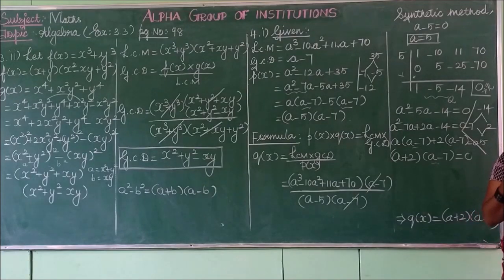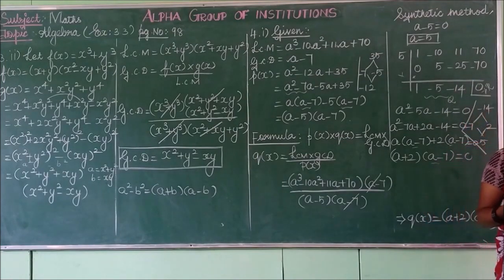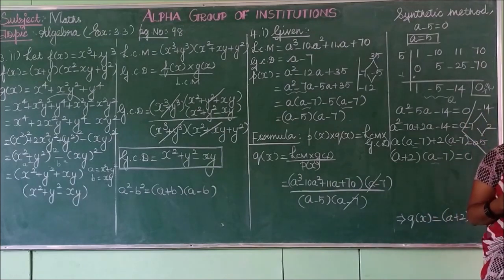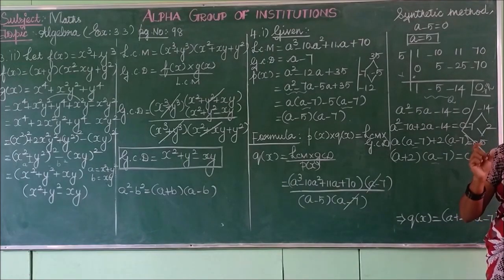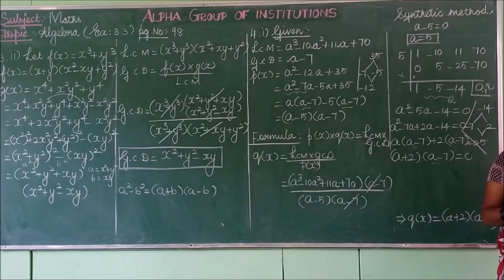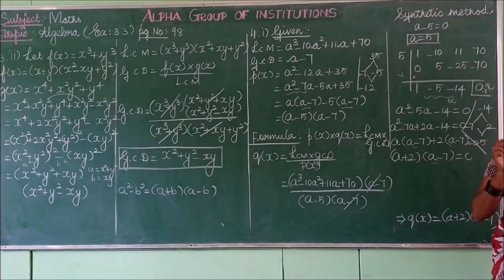This is how to verify it in the first problem. In the second problem, they asked you to find the LCM. In the third problem, they asked you to find the GCD. And in the final problem, they asked you to find one polynomial. You can take that one formula, f of x into g of x equals LCM into GCD. If they ask you to find any of the values, you can take the other values and do the division. Then find the values. Okay.